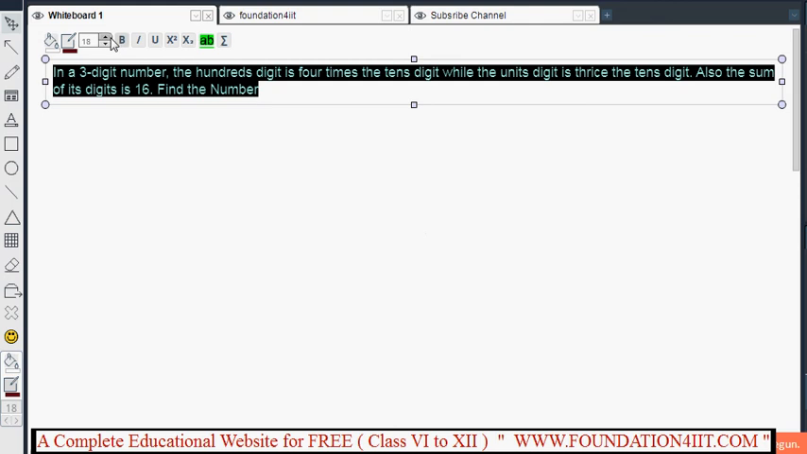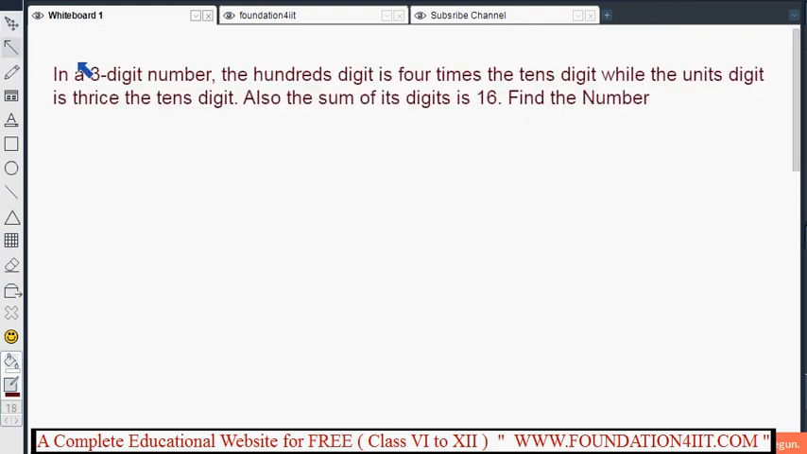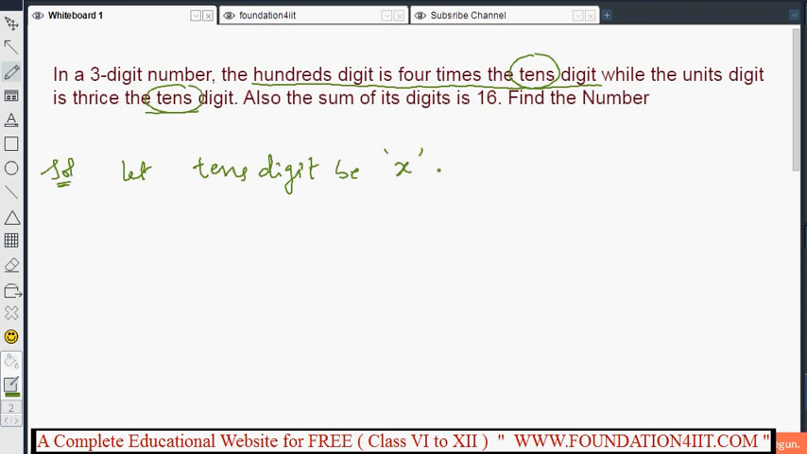So two conditions, total three conditions. There is a three digit number. The hundreds digit is 4 times the tens digit, and the units digit is thrice the tens digit. Okay, these two conditions are depending on the tens digit only. So if you observe, the hundreds digit is 4 times the tens digit, so it's depending on the tens digit. While the units digit is also 3 times the tens digit, so also depending on the tens digit. So let us take the tens digit as x.